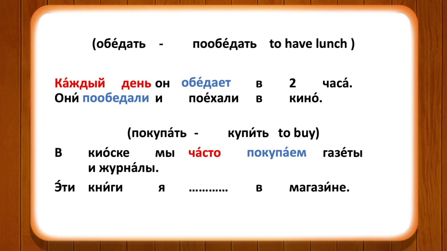In the next sentence, эти книги я в магазине means these books, these books в магазине in the shop. So I have bought these books in the shop indicates an action that has been completed. To indicate completion of an action, we use the perfective aspect. Here we will be using the verb kupit' in past tense. So эти книги я купил в магазине. So these books I bought in a shop.